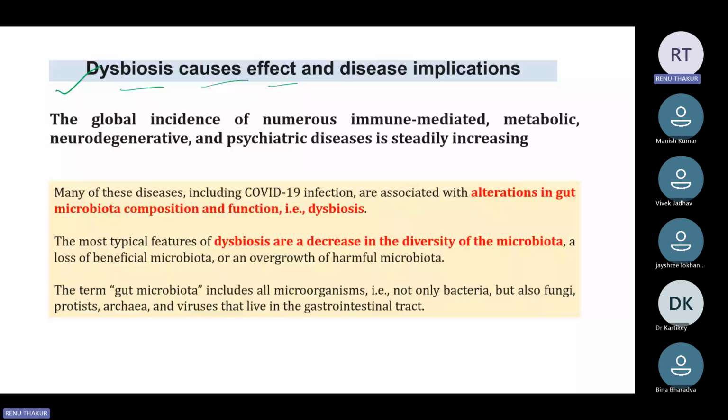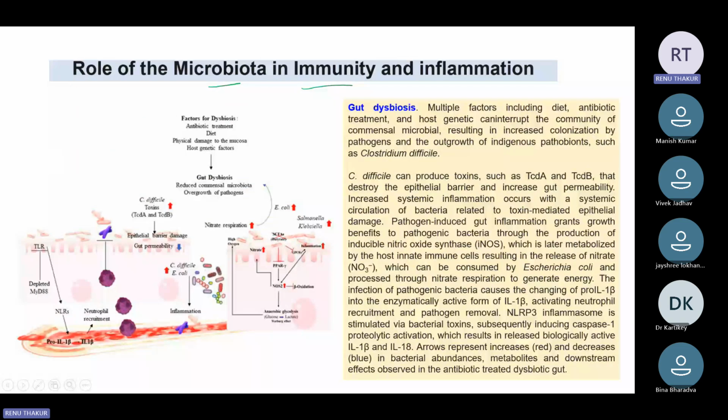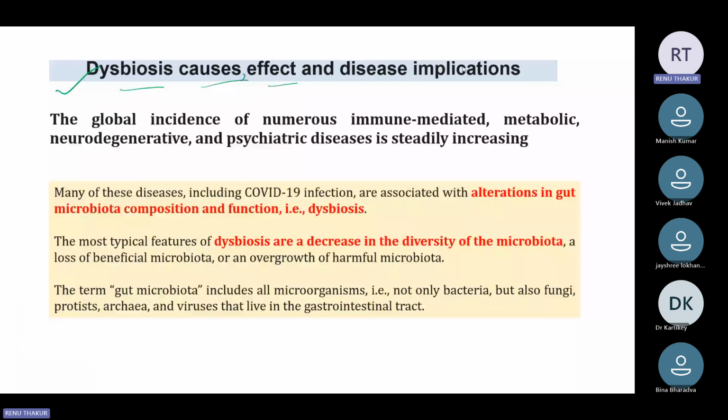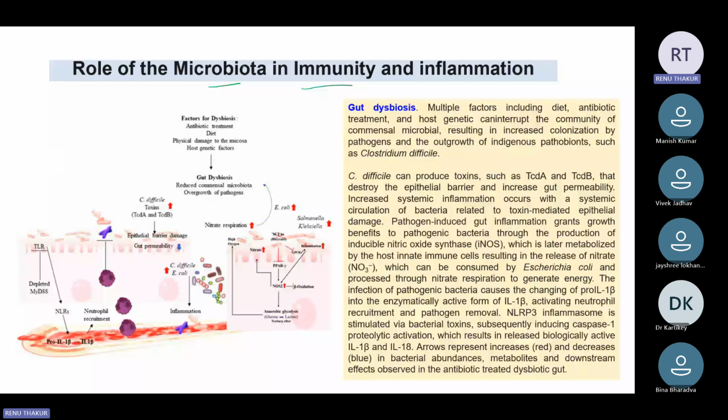So before that we have to look at this picture, because it compiles both the conditions and the factors responsible for the dysbiosis. Because ultimately we have to study dysbiosis, causes, effect and disease implications, we should have insight about the factors for dysbiosis. Dysbiosis means what? There is an imbalance in the microbiota. Somehow there are so many factors which lead to an imbalance in the normal gut microbiome composition, and the normal microorganism composition will be decreased.